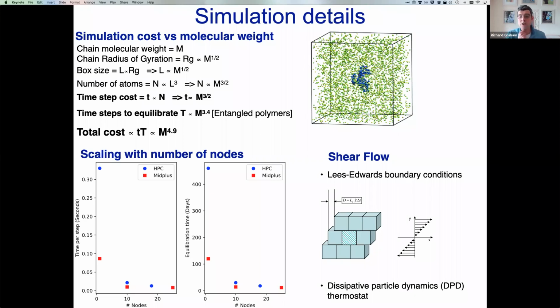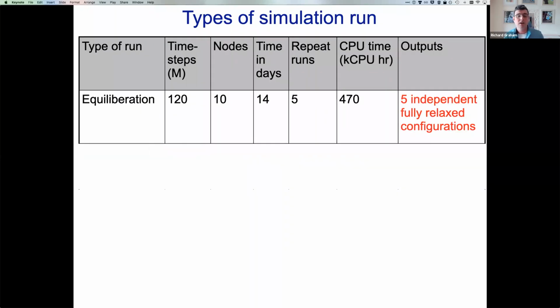When we were doing shear flow, we imposed this shear flow via periodic boundary conditions. There's an established technique to do this, which I don't have time to discuss in full detail. Okay, so now we've decided on our size, we've got our access to the cluster.